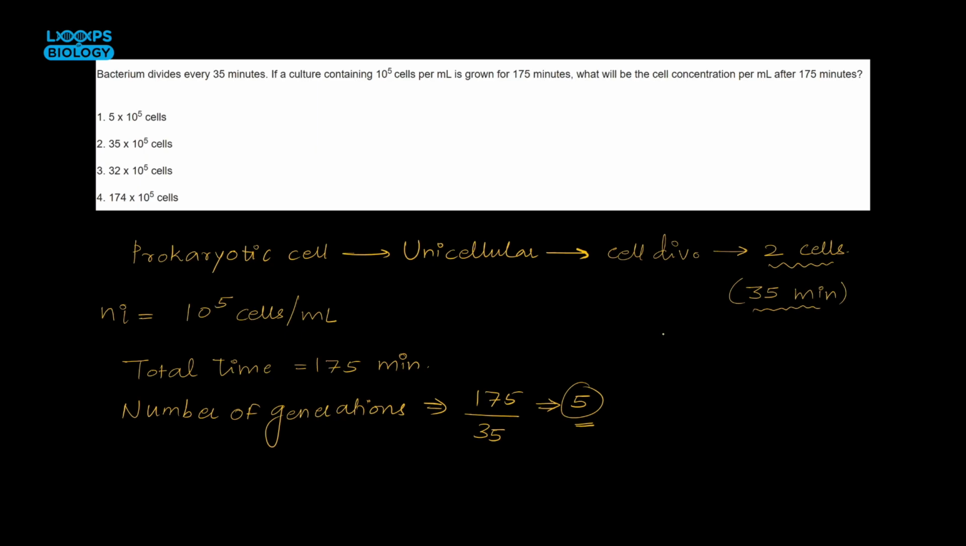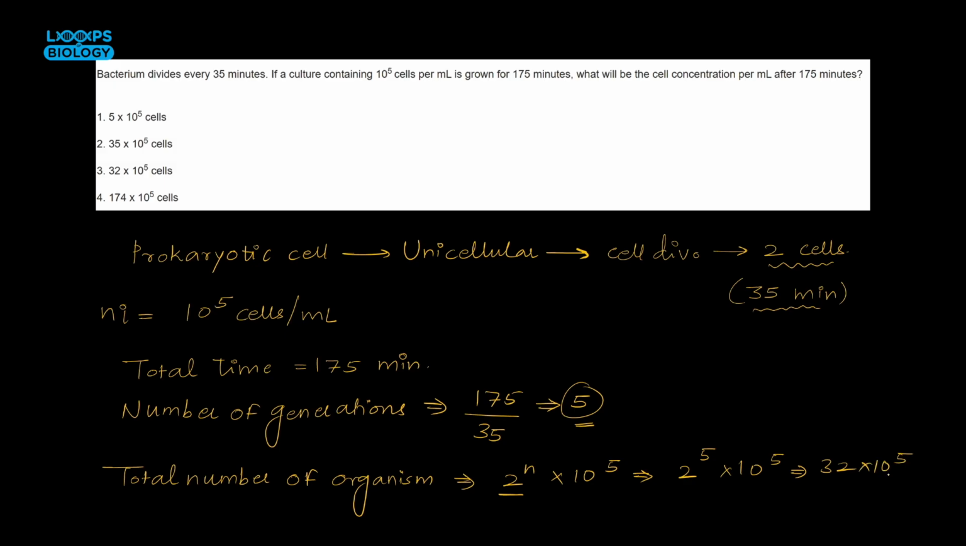In this case, the total number of organisms, that is bacteria, has one simple formula, that is 2 raised to n. There are a total of 10 raised to 5 cells, that's why we multiply by 10 raised to 5. So it is 2 raised to 5 multiplied by 10 raised to 5, that is 32 multiplied by 10 raised to 5 cells formed. So that is option number 3.